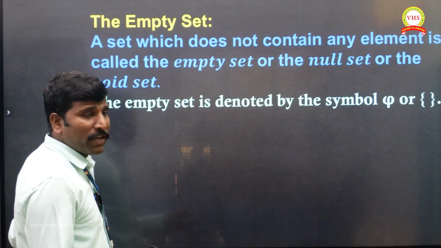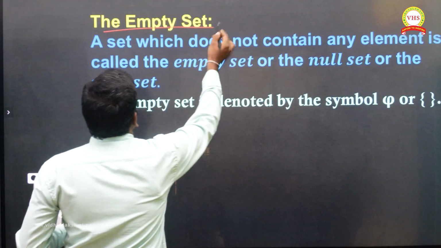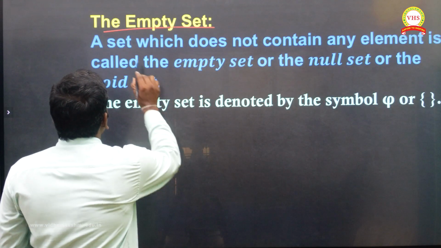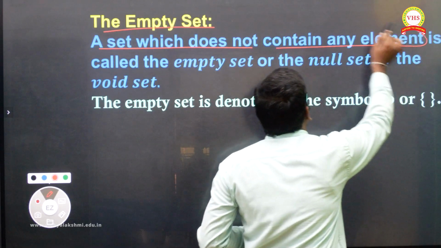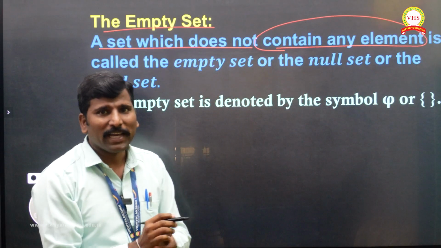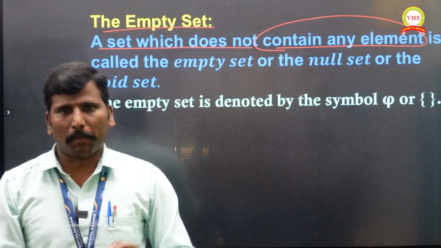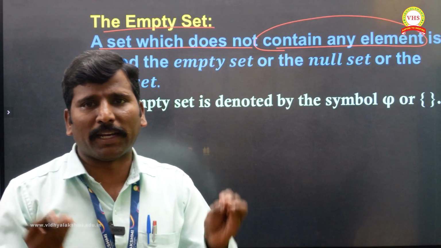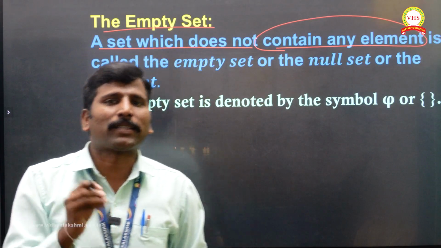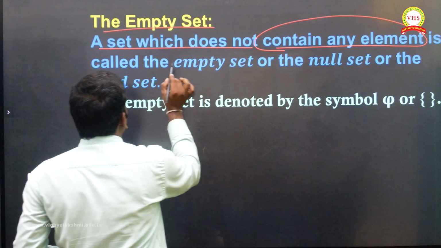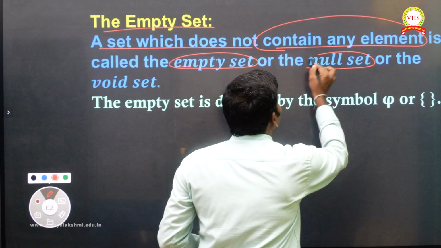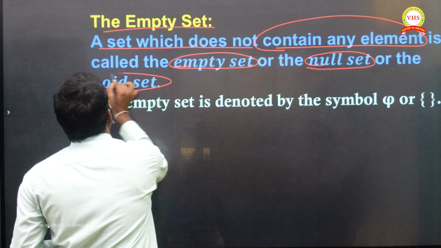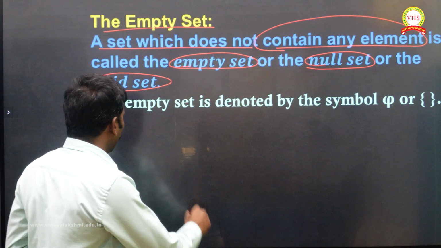What is an empty set? Now see children, a set which does not contain any element. There is one set, my dear, in which there is no element. There is no element contained in the given set. Then that set is called the empty set. What else can we call it? Empty set, or null set, or void set.